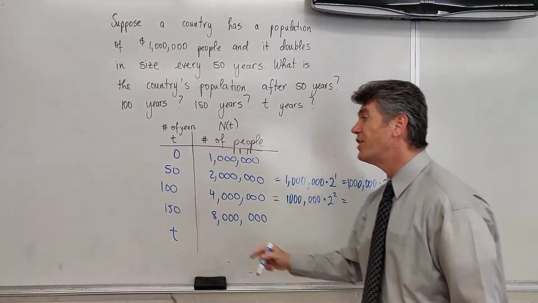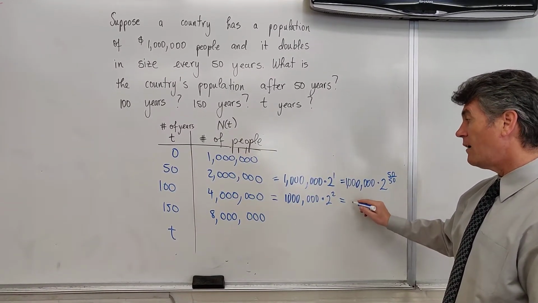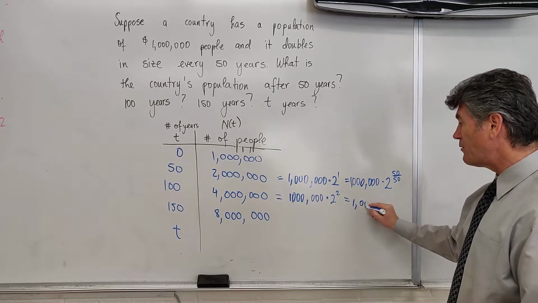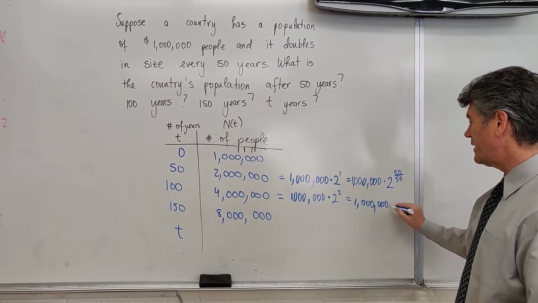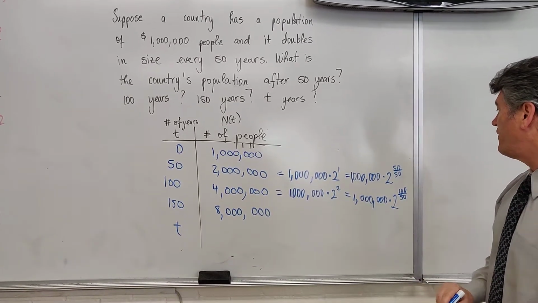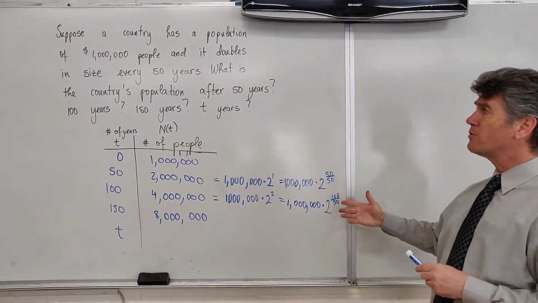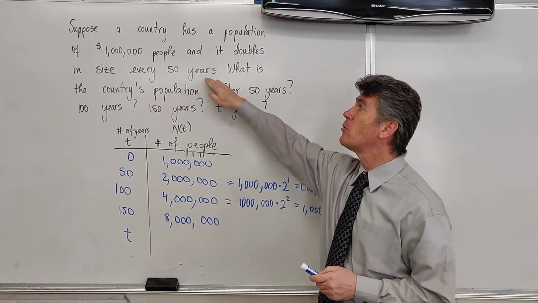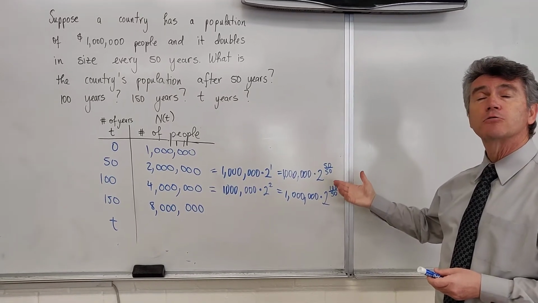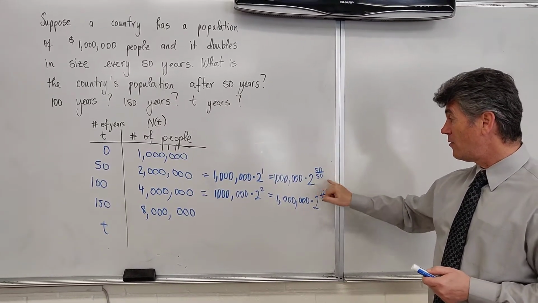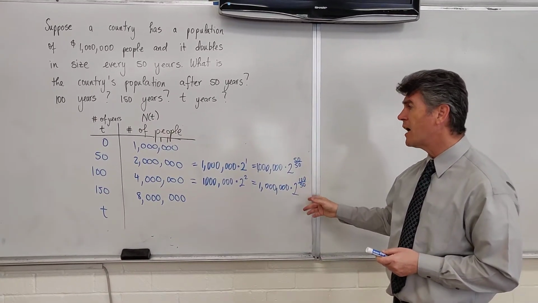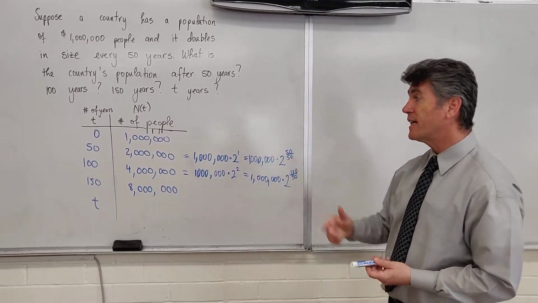Let's get the number 100 involved in here somehow. The 2 squared can be rewritten as 1 million times 2 raised to the power of 100 divided by 50. So what I'm trying to do is use the fact that the population doubles every 50 years. So I'm involving the number 50, the time it takes to double, in the denominator, and then the number of years that are given to us goes in the numerator, and what do we get? We actually get the correct answer.